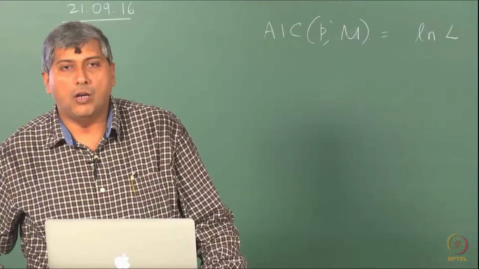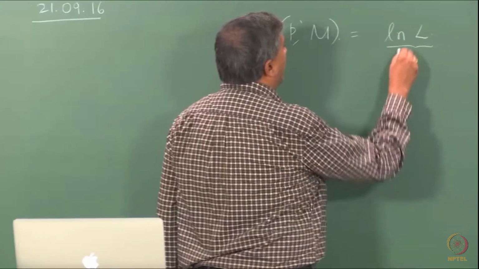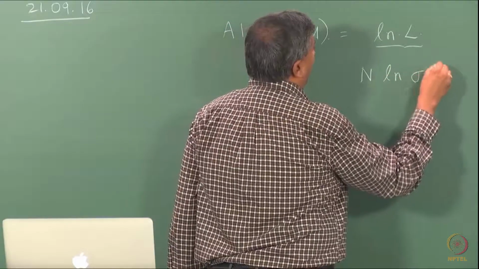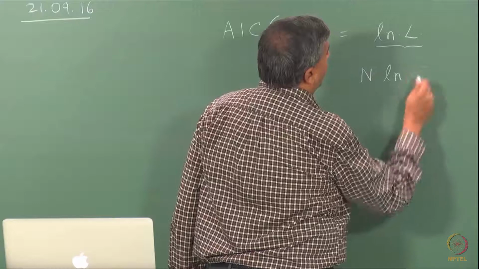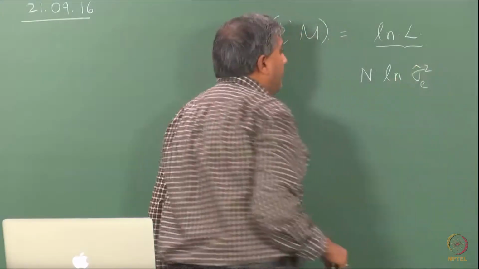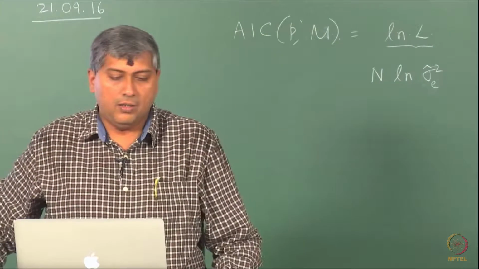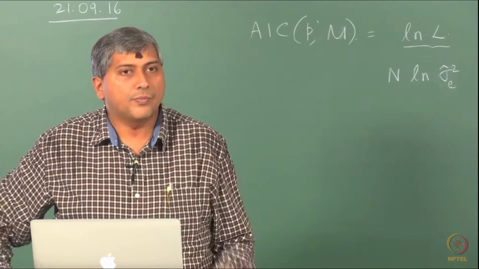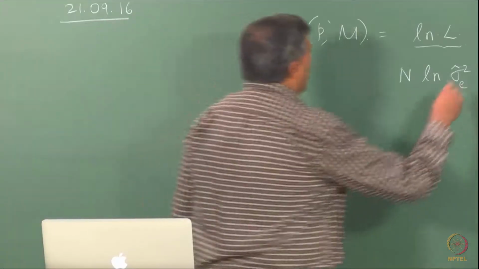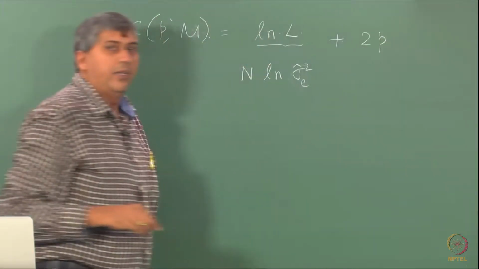So, the first term is log likelihood. If you do not understand what is log likelihood, then you can think of this being replaced with n log sigma square E hat. The sigma square E hat is the estimate of the noise variance that you get, plus another term which contains the number of parameters in the model.